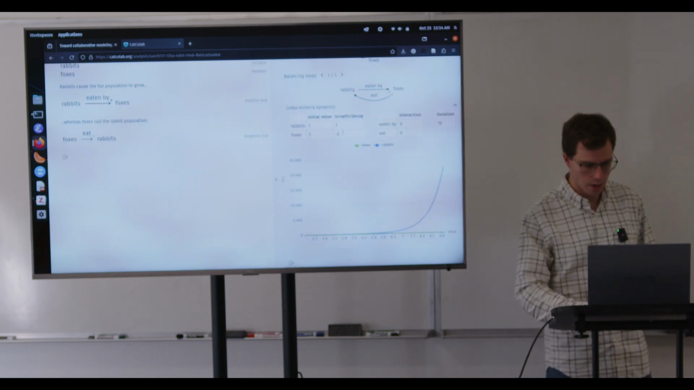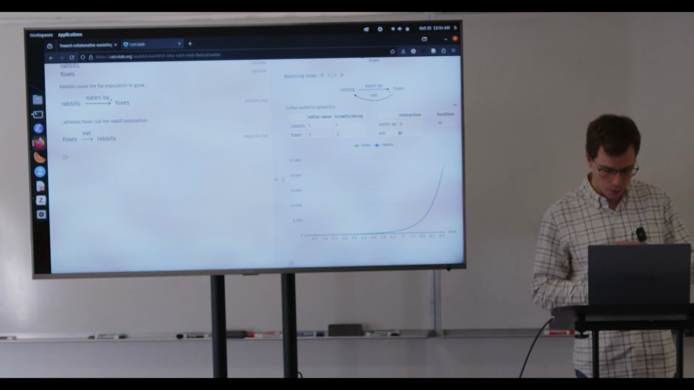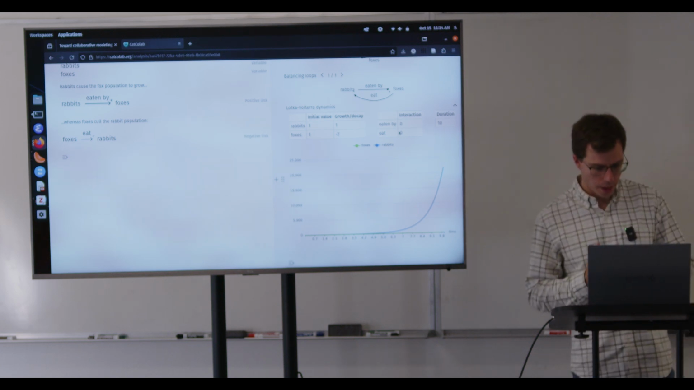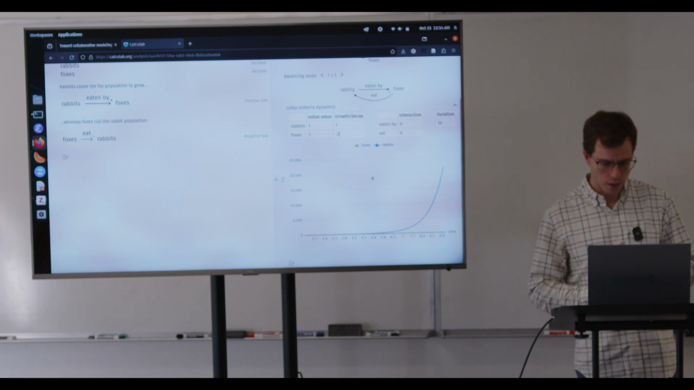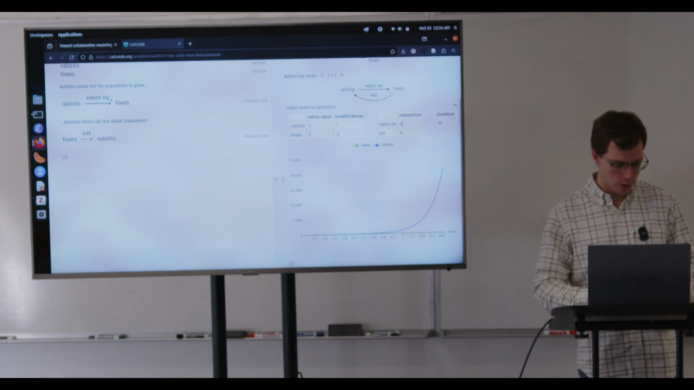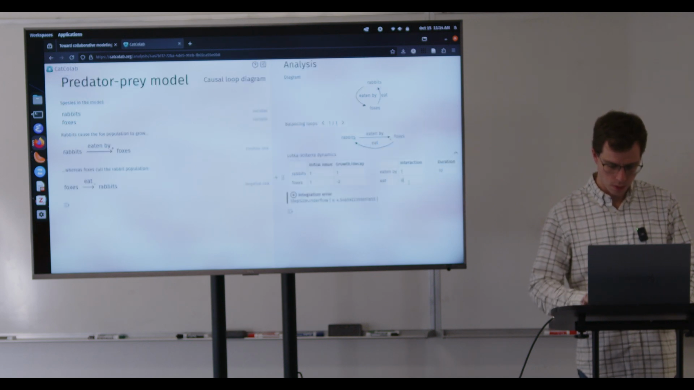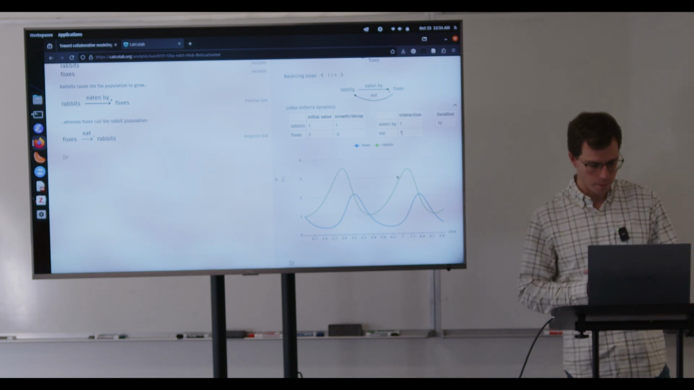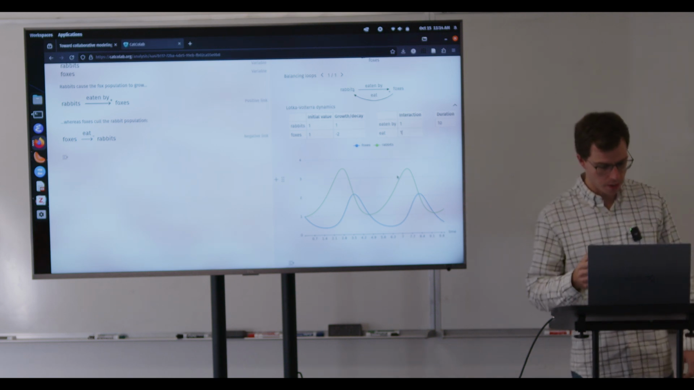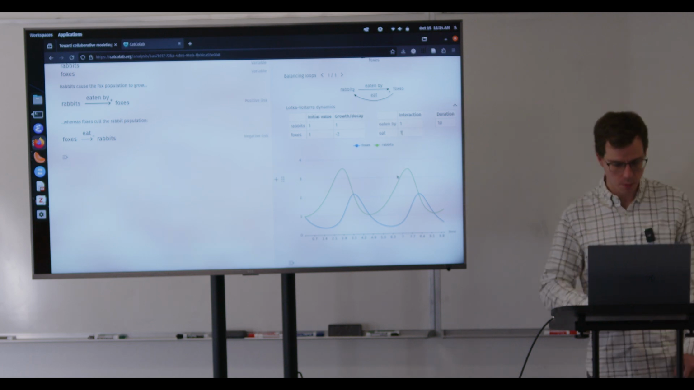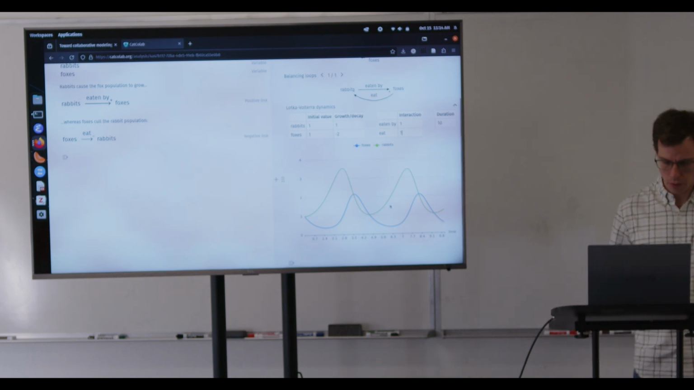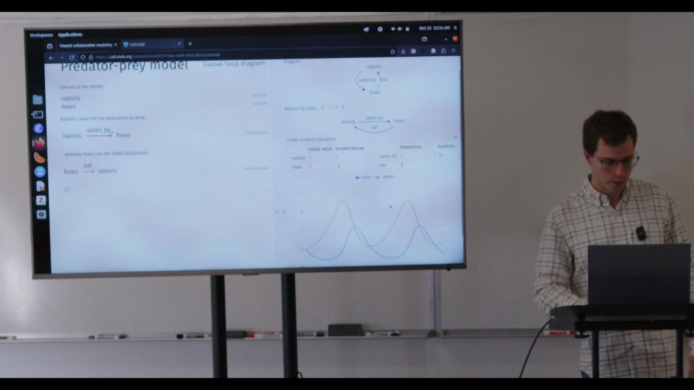So in the absence of any interaction terms, we just have the rabbit population blowing up exponentially and the foxes dying off. So now we'll give these interactions some actual numbers. If we do that, we can replicate this picture that you've probably seen at some point in your life, the oscillatory pattern that you get from one of these predator-prey models.